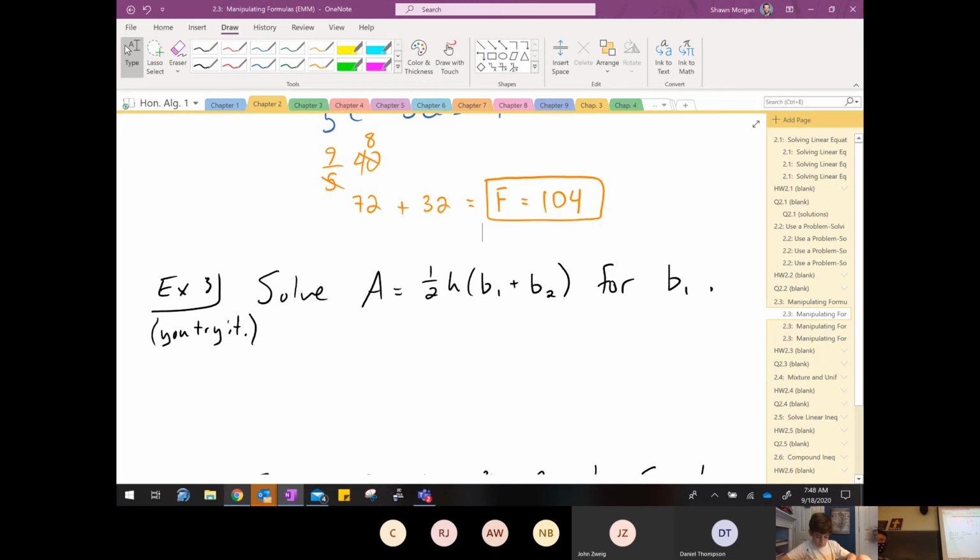Again, let me challenge you guys, get rid of that outer layer first. Think, what should I do to get rid of my outer layer? What's being done on the outside? And then tackle the inside.